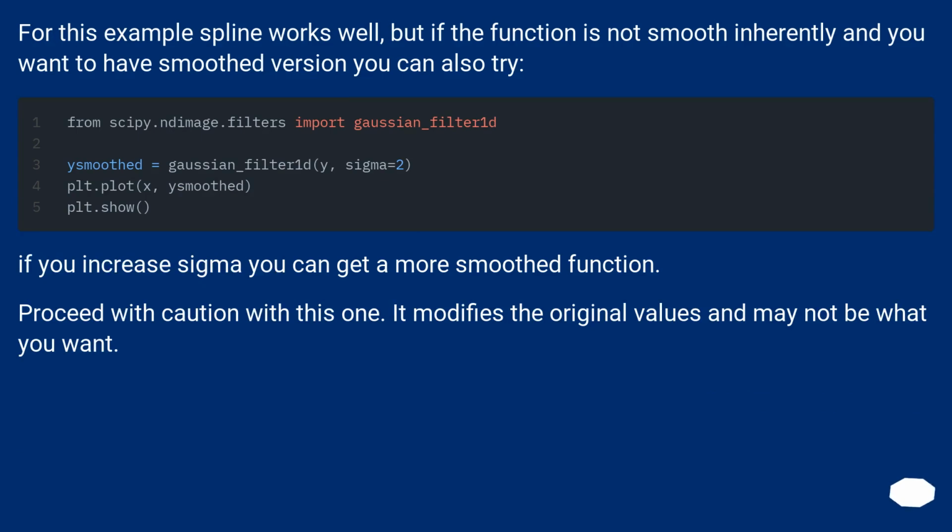For this example, spline works well, but if the function is not smooth inherently and you want to have a smoothed version, you can also try this. If you increase sigma, you can get a more smoothed function. Proceed with caution with this one. It modifies the original values and may not be what you want.